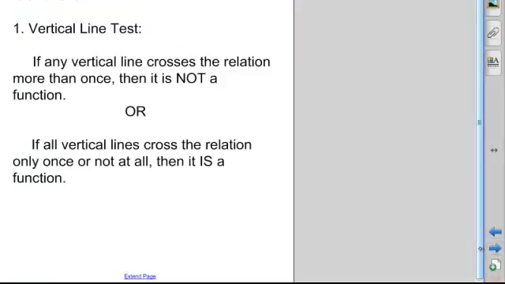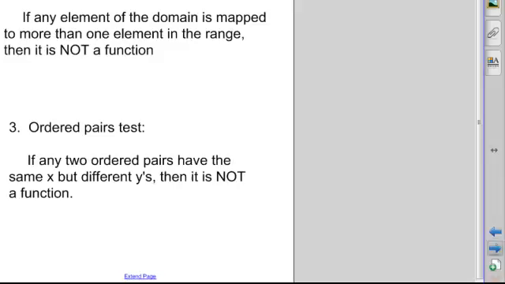So let's review some of the tests we did for functions. A vertical line test, if any vertical line crosses the relation more than once, then it is not a function. Or you can say it in the positive sense. If all vertical lines cross the relation only once or not at all, then it is a function. Mapping test, if any element of the domain is mapped to more than one element in the range, then it is not a function. That goes against the definition we talked about. Each element of the domain should only go to one element in the range. In the ordered pairs test, if any two ordered pairs have the same x but different y's, that is not a function. Notice if you have the same x and two different y's, you're on the same vertical line, hence the vertical line test.